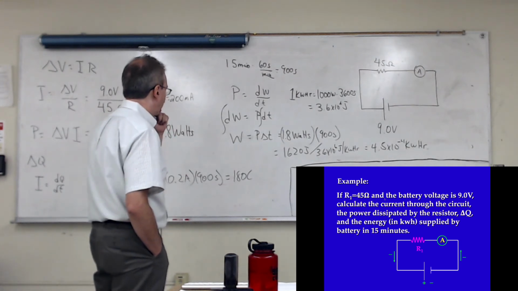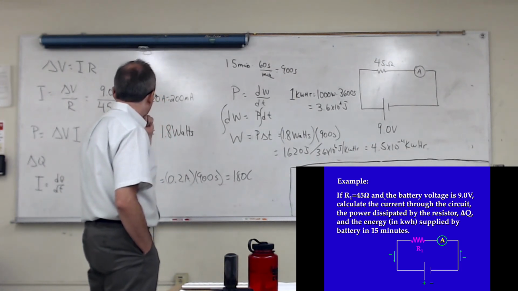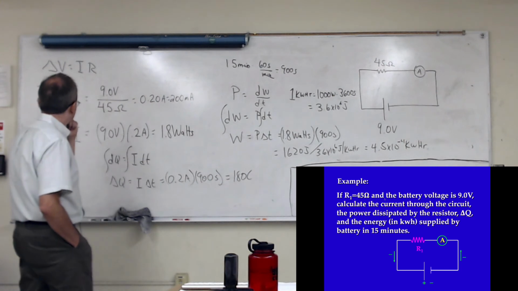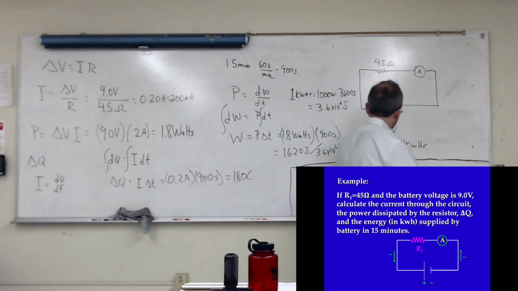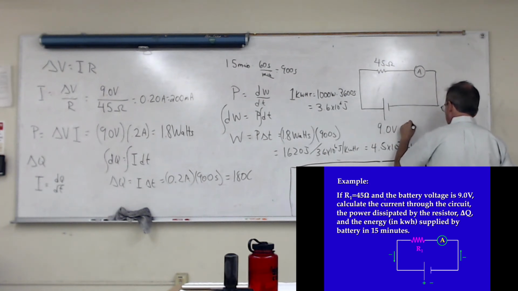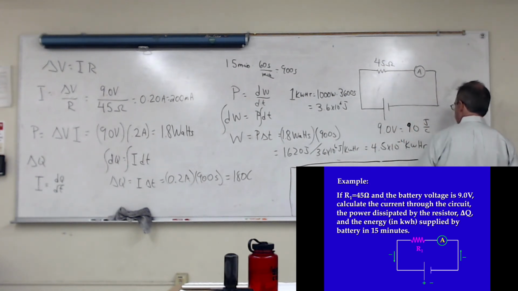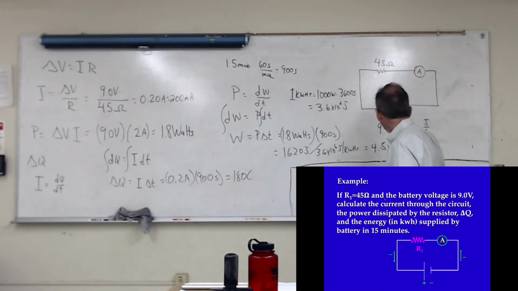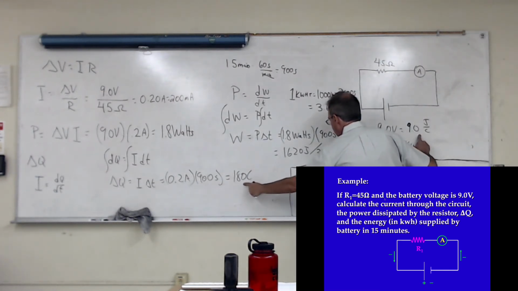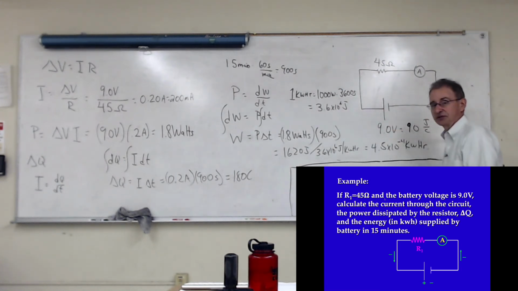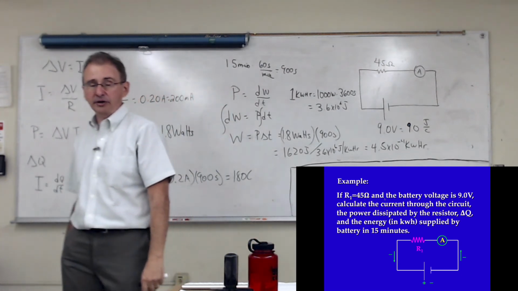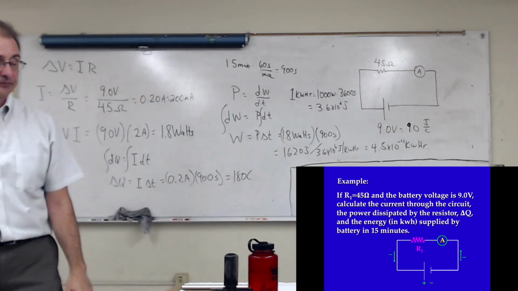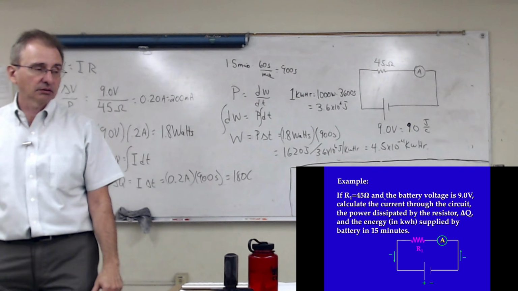Now, one other thing we can look at: the battery is 9 volts. So this is 9 joules per coulomb. It delivers 9 joules per coulomb, and it delivered 180 coulombs. If you take the 9 volts times 180 coulombs, you end up getting 1,620 joules. So that's another way to calculate the energy delivered by the battery.